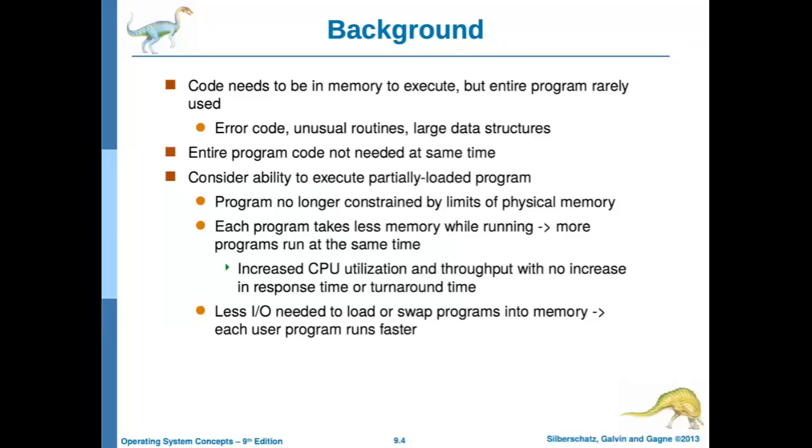Each program takes less memory while running, because we are loading the program partially and we start running. That results in more programs being loaded, maybe partially, at the same time. That is what we call the degree of multiprogramming. So that results in increased CPU utilization and throughput, with no increase in response time or turnaround time.